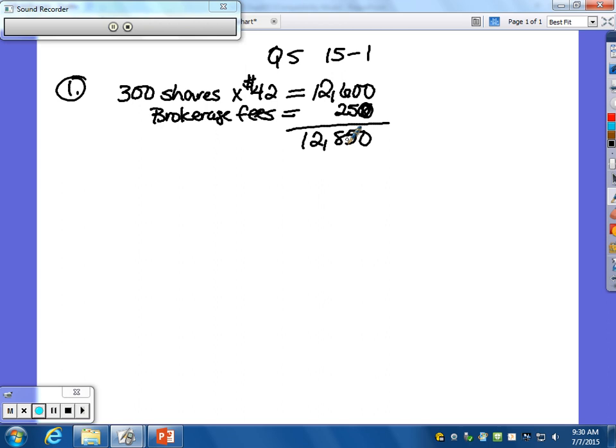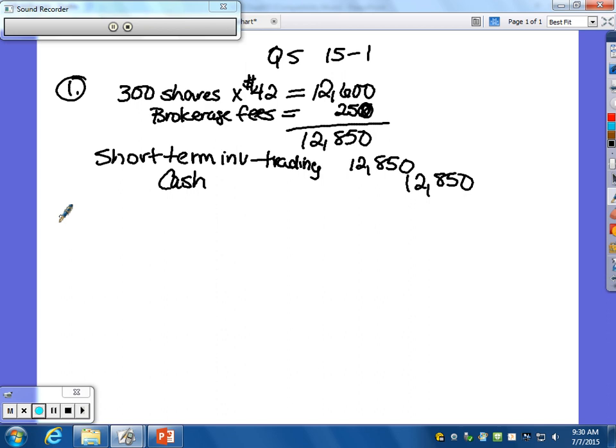Okay, so what do we debit and what do we credit here to show this? When you're recording a trading security that you have purchased, what do you debit, what do you credit? Do you debit the long-term investment? This is a short-term. So short-term investments, and then what do you credit? Cash, because you paid cash, right? Yep. It's important that when you do this kind of journal entry, you put whether it's trading, available for sale, all of that. So debit short-term investments, trading, $12,850, credit cash, $12,850.